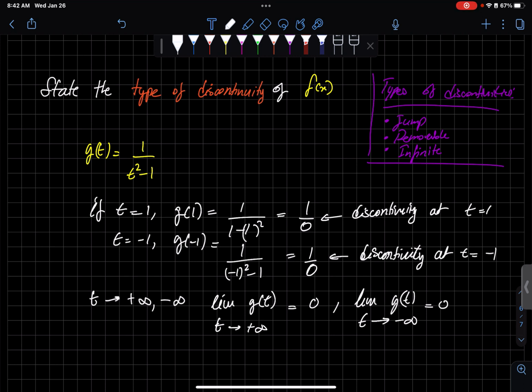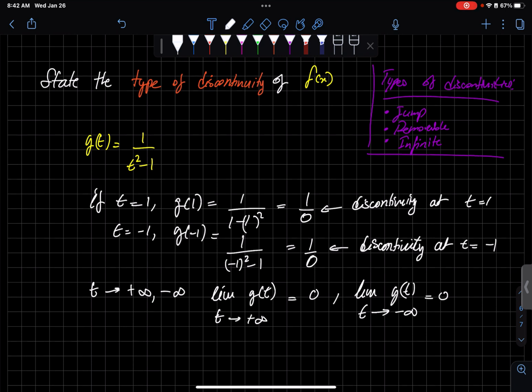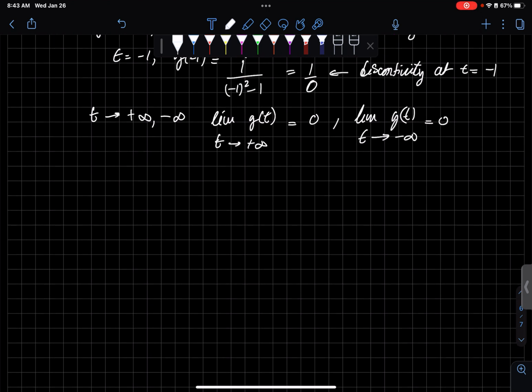Okay, so we have some information now about how the function is behaving at certain points, right? And we're looking for any of these discontinuities I've written out here in purple. Is it a jump discontinuity, a removable discontinuity, or an infinite discontinuity, right? So let's just plot these out and see what these look like.